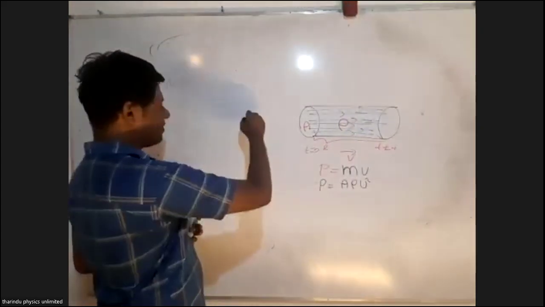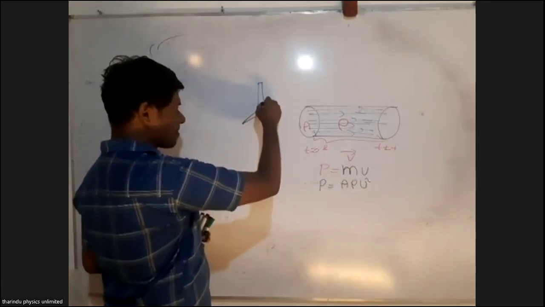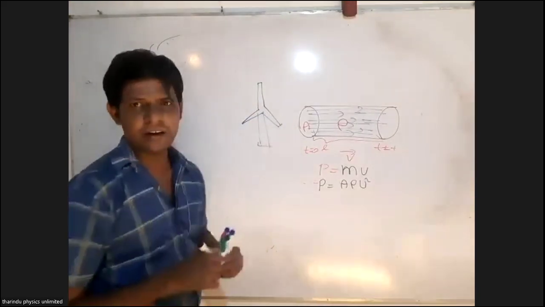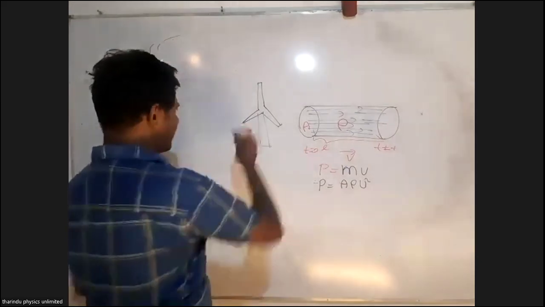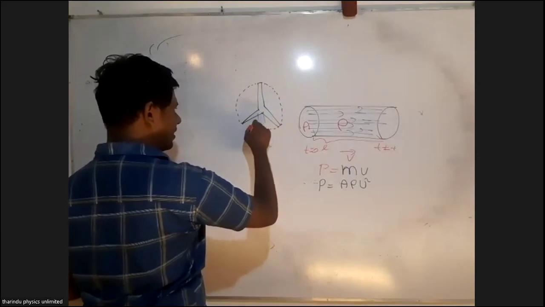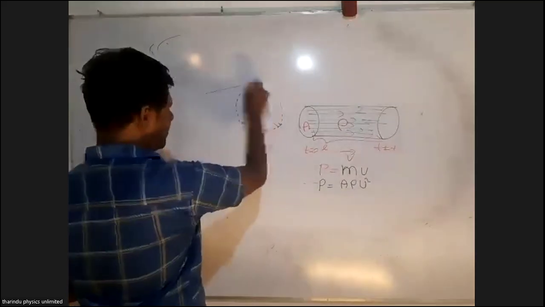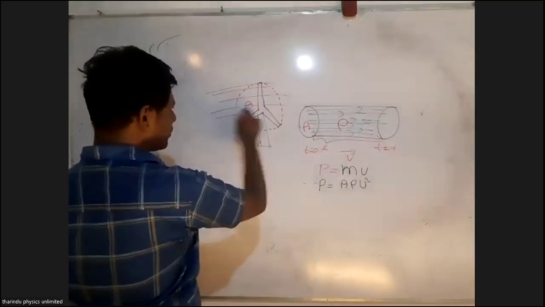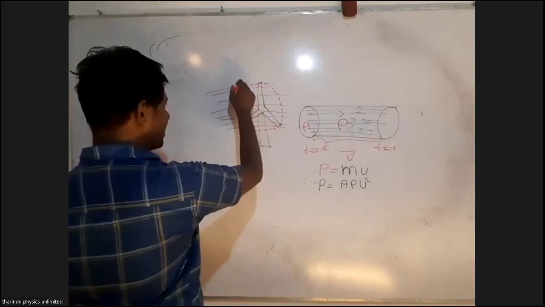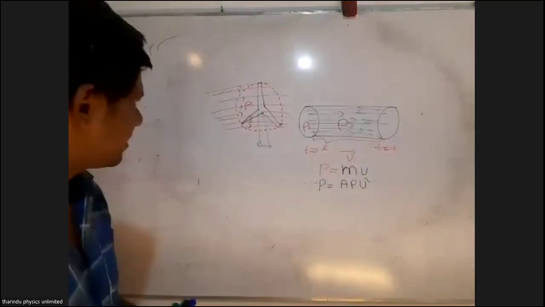Let's take an example. It's like a fan. So we have to consider the amount of area swept by the fan here. The area swept by the fan here is A, right? So the amount of fluid flow is going to be moving across it, like in this manner, isn't that?